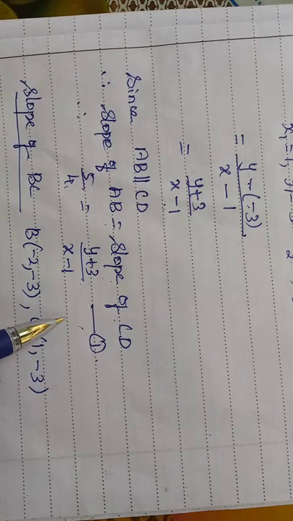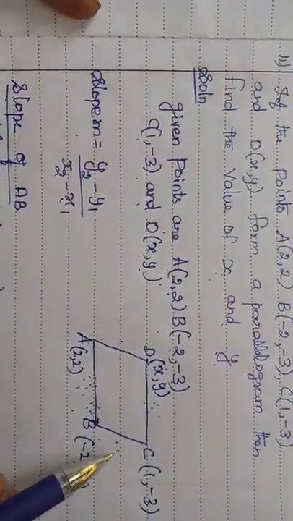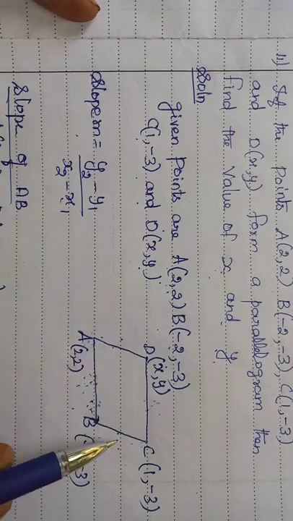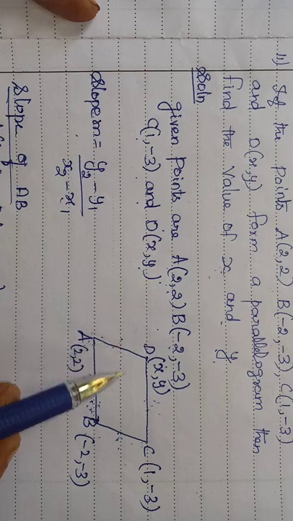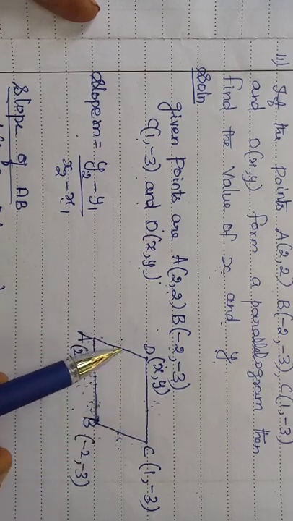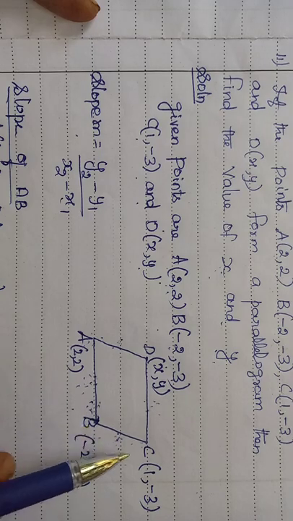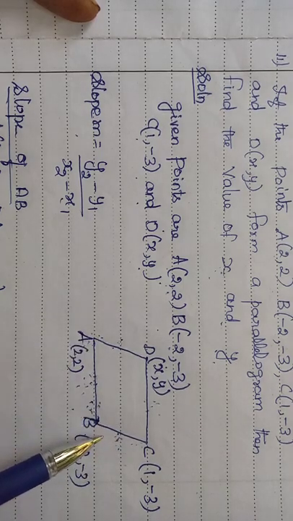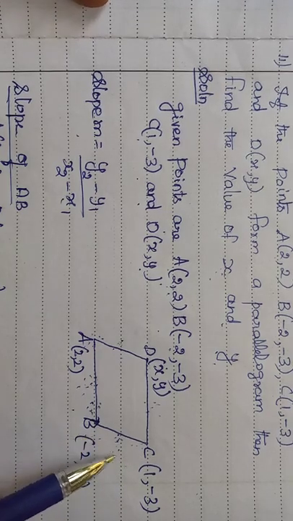Equation number 1. Next we have to find out the slope of BC and slope of AD. Why? These two sides are opposite sides, so these opposite sides will be parallel and the slope must be equal. So slope of BC and slope of AD we have to find out and we have to equate it. Now let's do the slope of BC.